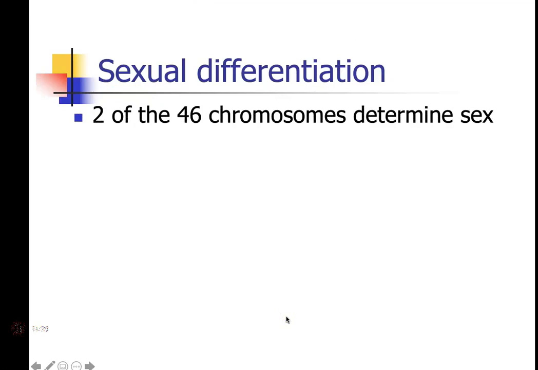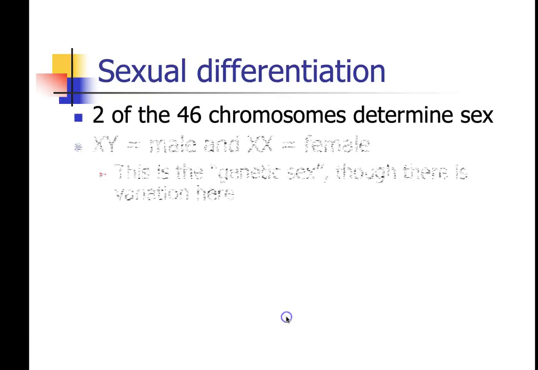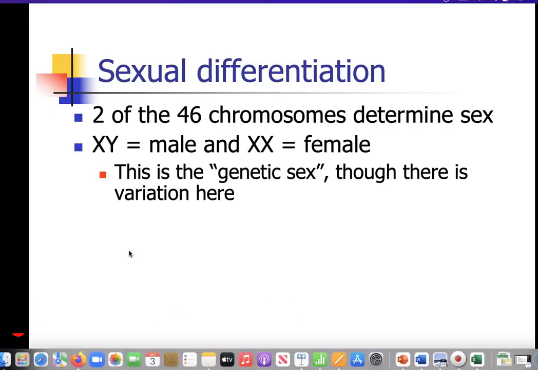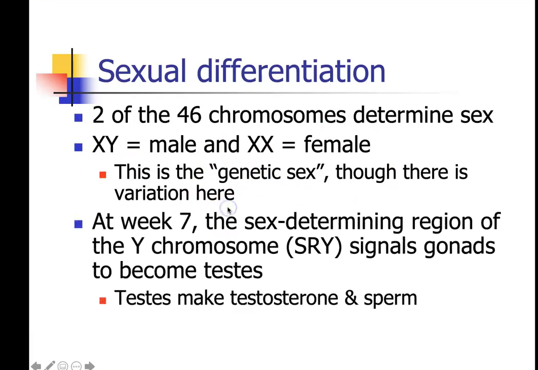Okay. So I mentioned that sexual differentiation occurs because you have 2 of the 46 chromosomes determining sex. This is traditionally taught as XY being male and XX being female. Most textbooks say XY equals male and XX equals female. This is often called genetic sex, though there's variation here. I'll talk about that a little bit.